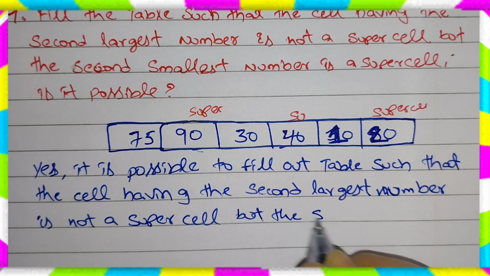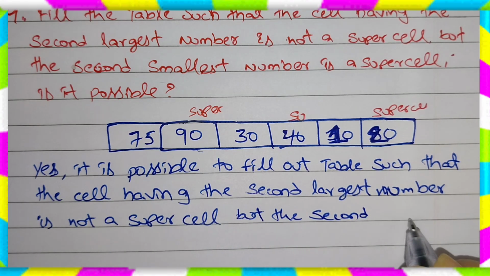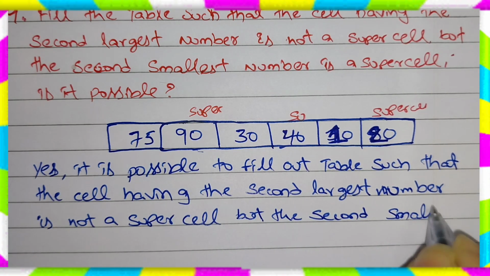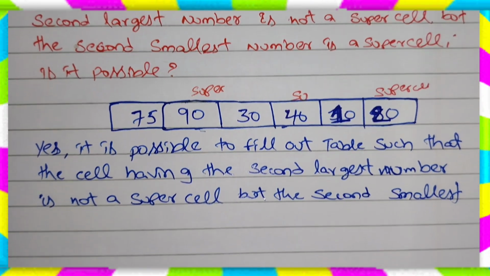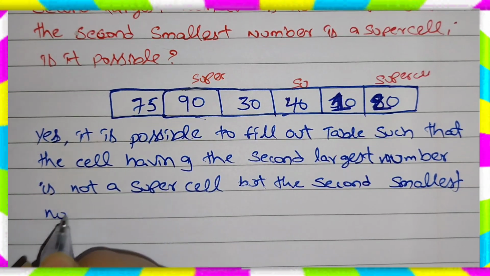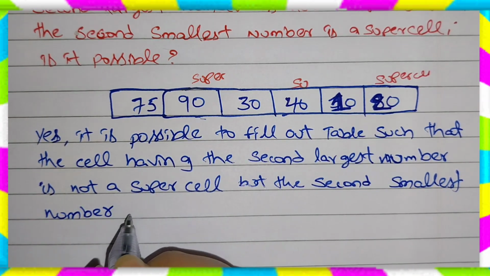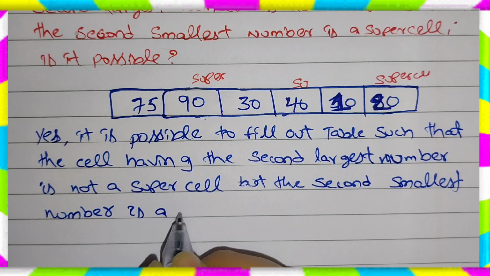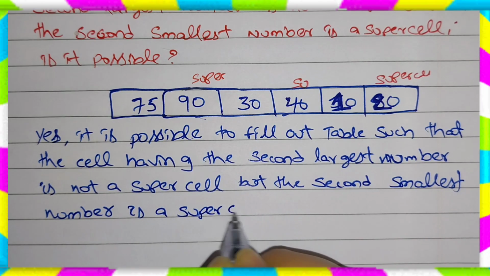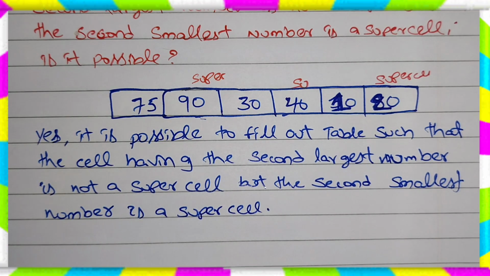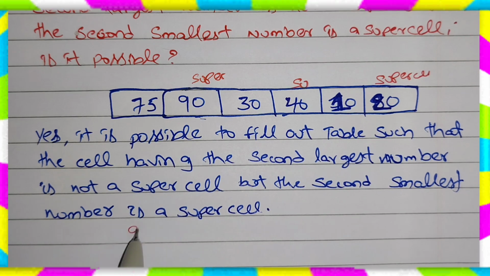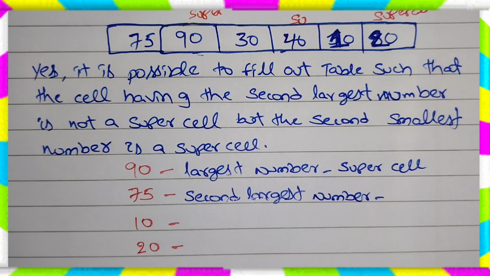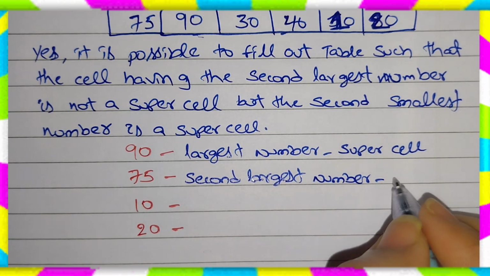Yes, it is possible to fill the table such that the cell having the second largest number is not a supercell but the second smallest number is a supercell. If you see the table and observe it, 90 is the largest number and 90 is a supercell. The second largest number is 75. 75 is not a supercell.